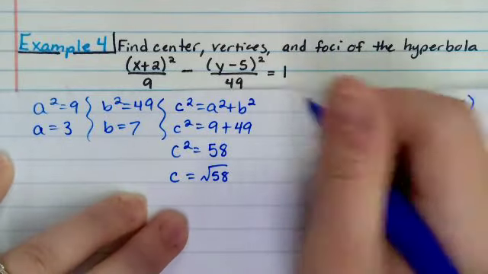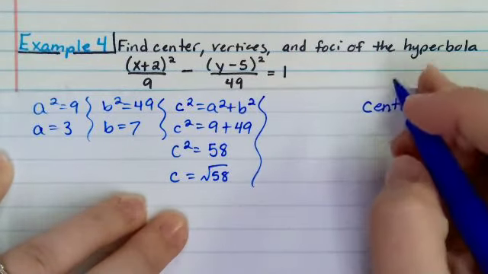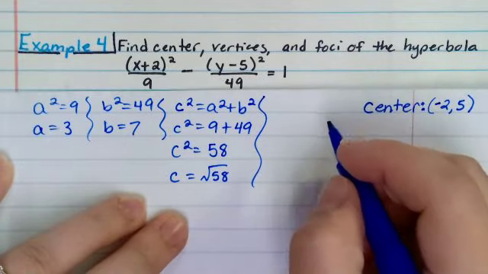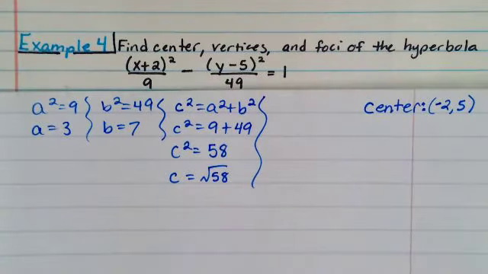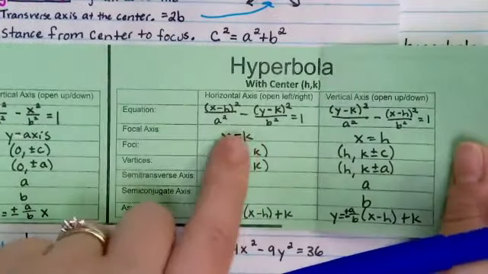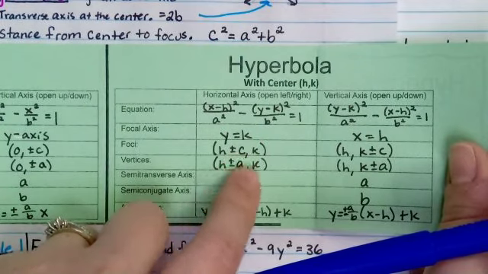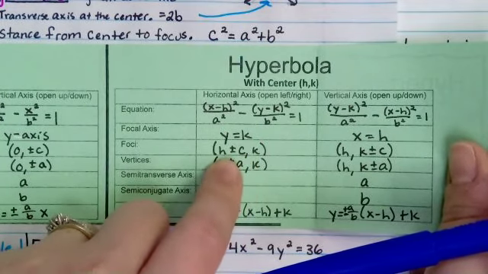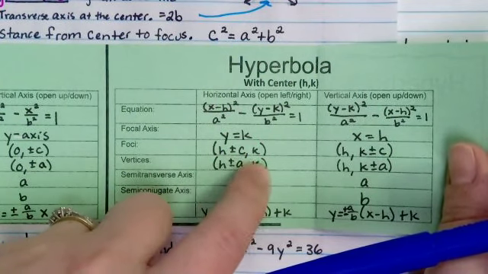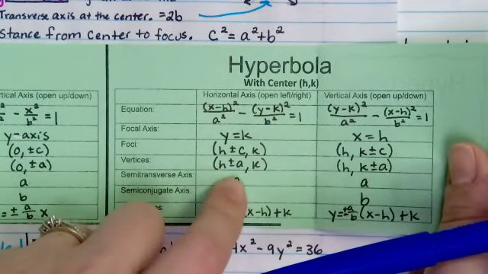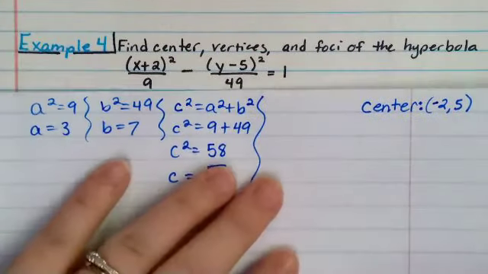Okay, so to give my vertices, vertices are going to be a little bit interesting. We've got to figure out which way we are opening. We know our center is not at the origin. So I see that X is over the A value, right? And if X is over the A value, it's opening left and right. It's going to follow that pattern. So for me to get my foci and my vertices, I'm going to use these little patterns here, where it's H plus or minus C, K for the foci, and then H plus or minus A, K for the vertices. So that's what I'm going to follow.